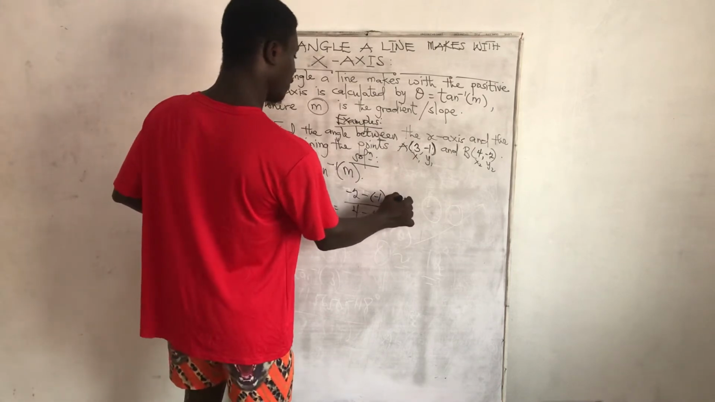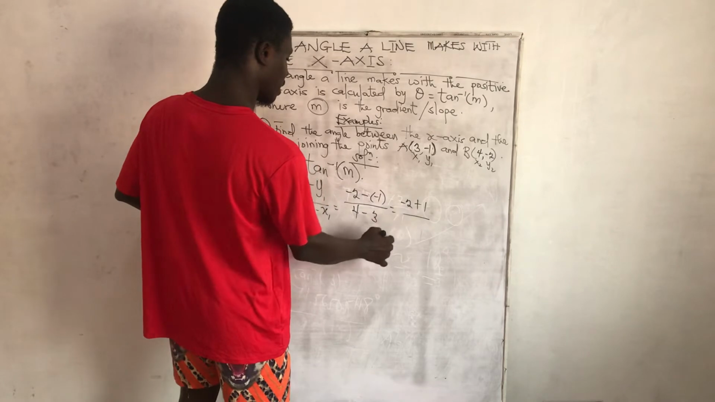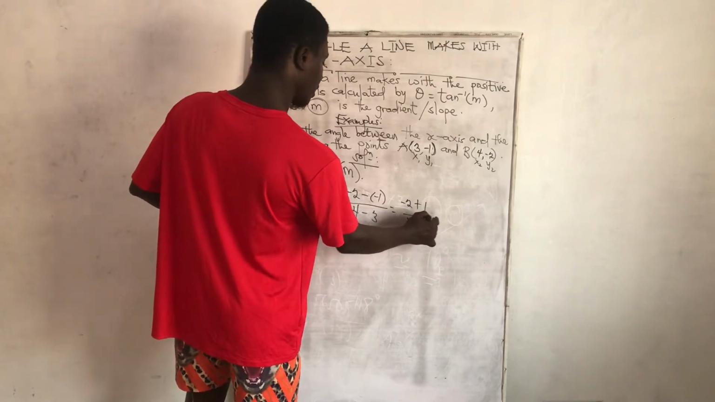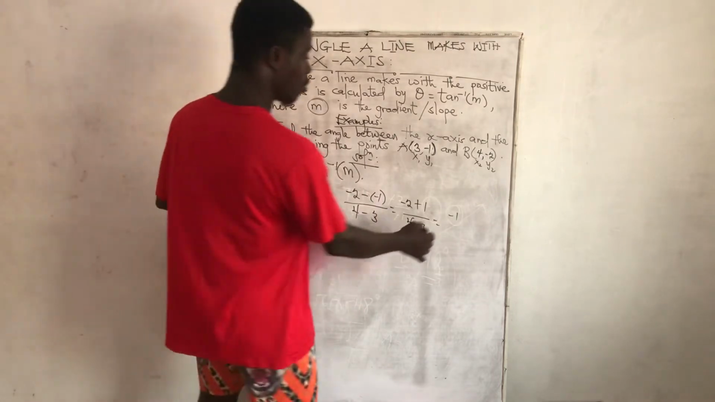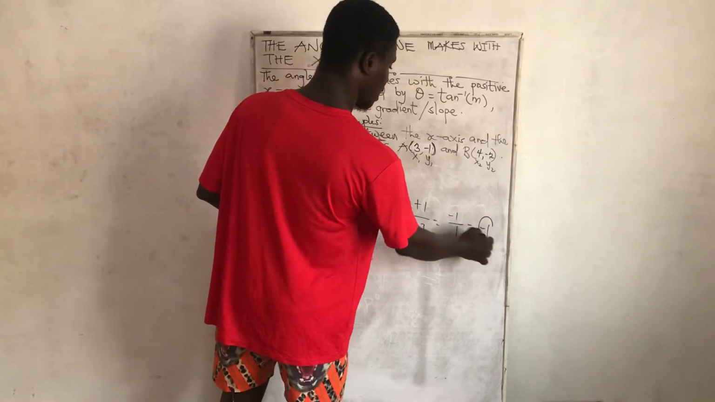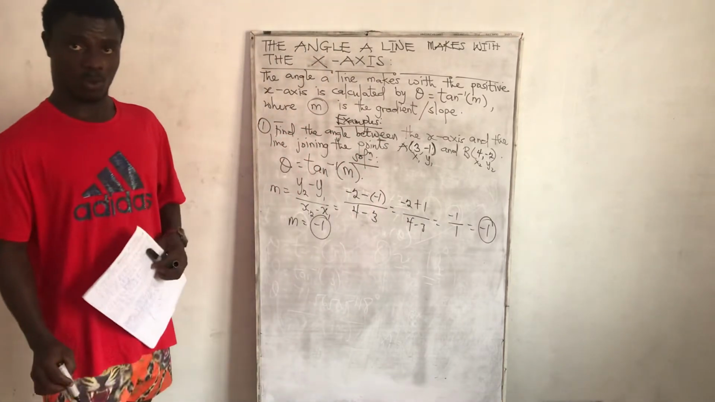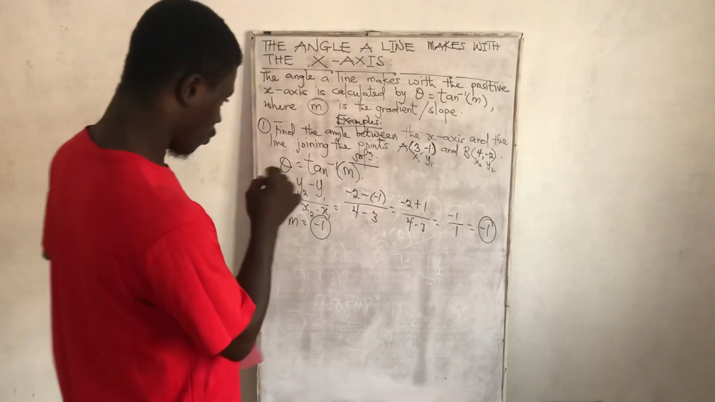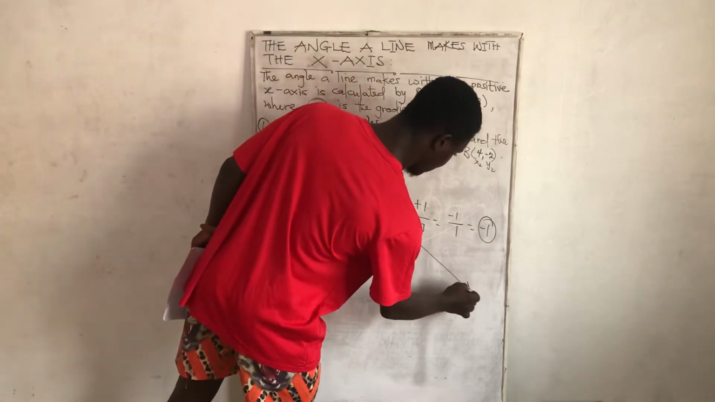So we have -2 plus 1, since minus times minus gives plus, then 4 minus 3. So -2 plus 1 gives -1, all on 4 minus 3, which is 1. So we get our gradient: m equals -1. Which means that the line is a decreasing function.